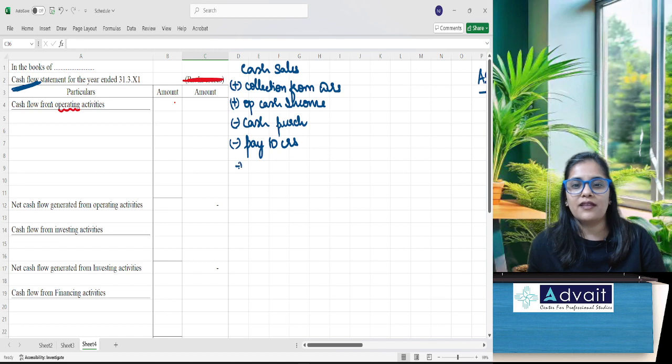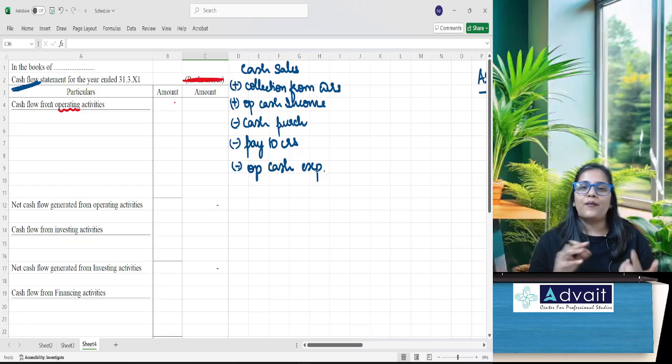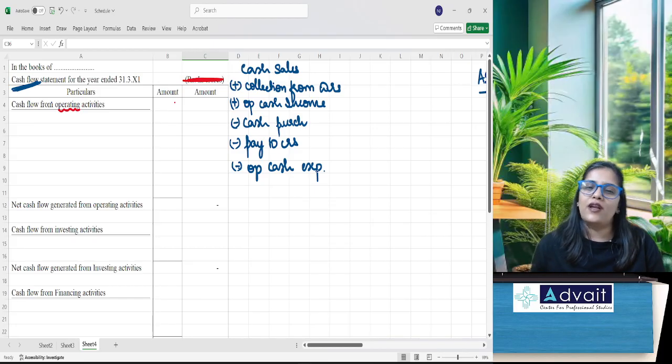Okay, and you will minus any operating cash expense. Operating cash expense, like for example, salary, rent, electricity. All these are very much necessary for us to do our day to day business activities, right? That is why these are called operating cash expenses. Okay, now I'll give you one example. Pay 100% attention right now.